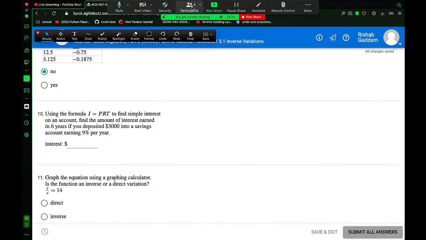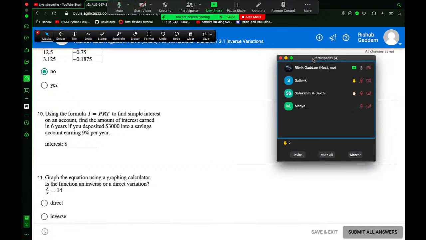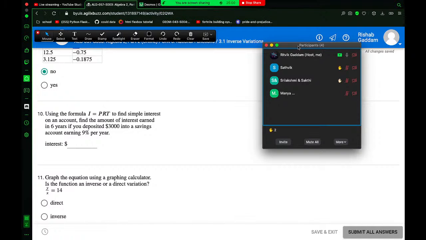So let's go on to the next question, number 10. Using the formula I equals PRT to find simple interest on an account, find the amount of interest earned in 6 years if you deposited $3,000 into a savings account earning 9% per year. Sure, Lakshmi, you can go for this one.